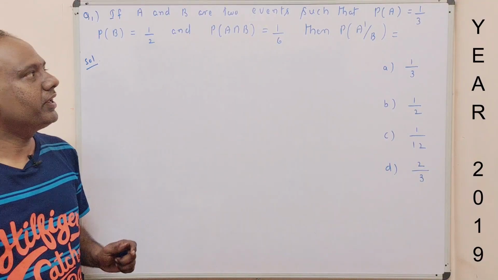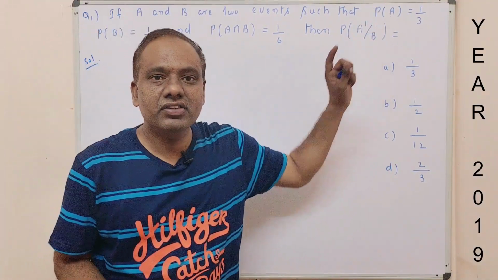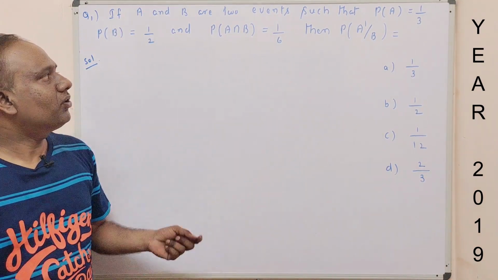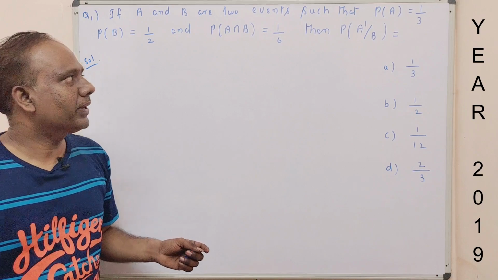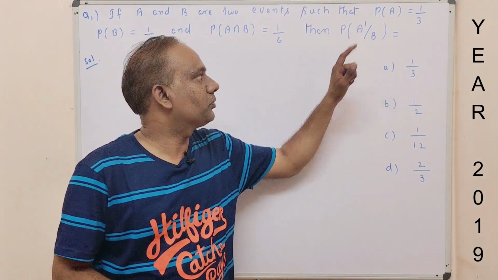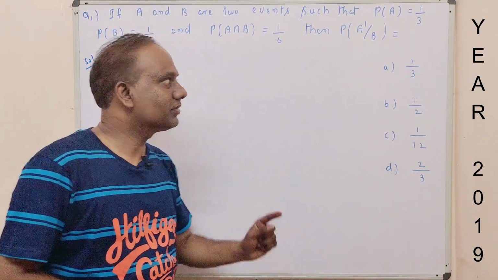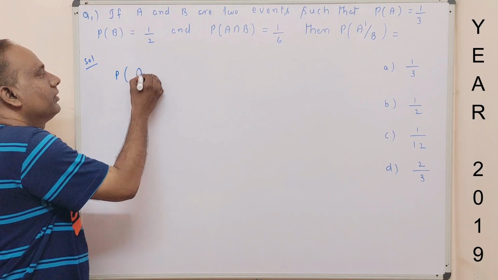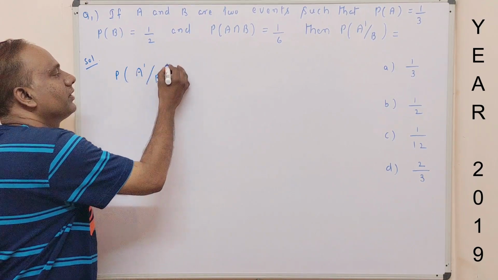A and B are two events such that P of A is equal to 1 by 3, P of B is equal to 1 by 2, and P of A intersection B is equal to 1 by 6. Then P of A dash given B. So these are the options. So here, P of A dash given B.